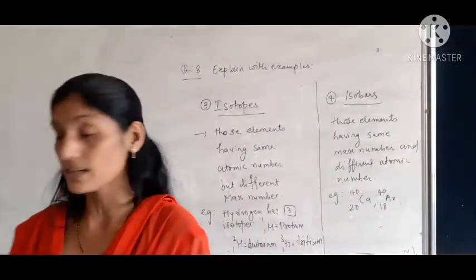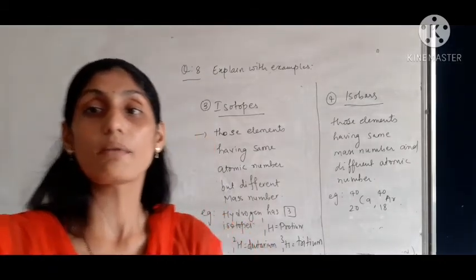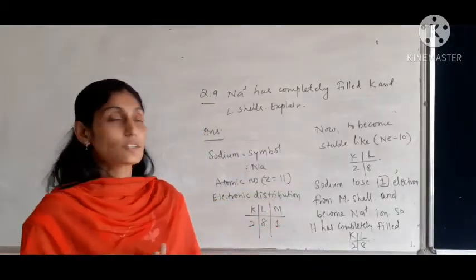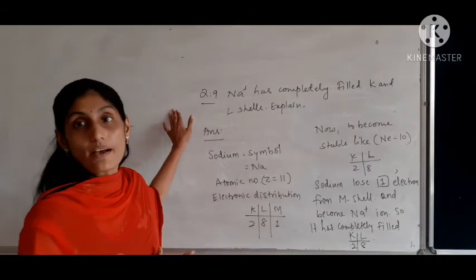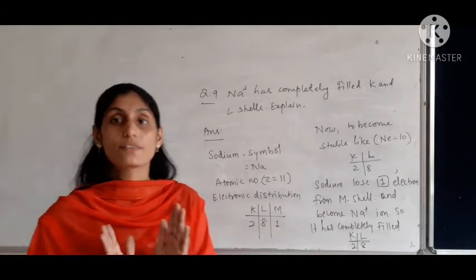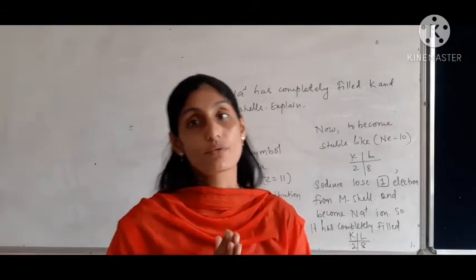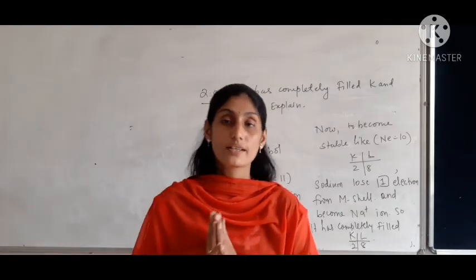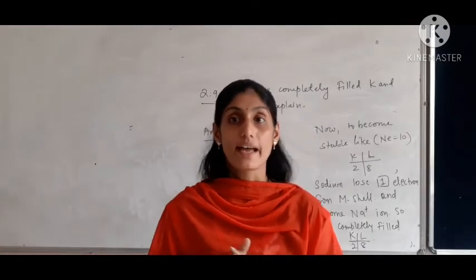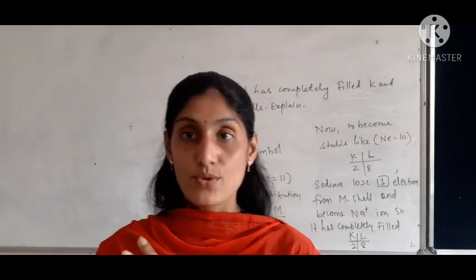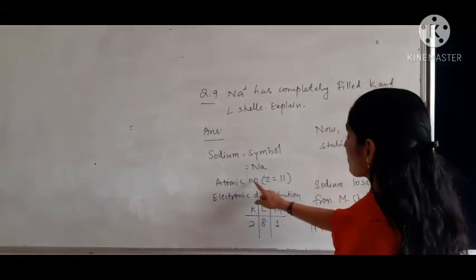Now we will learn about the very last question for today. Question number 9. This is the last question for today. Na plus sodium ion has completely filled K and L shell. You have to explain. So what we are doing is sodium. Sodium has the symbol that is Na from the Latin word natrium, and atomic number of sodium Z is equal to 11.